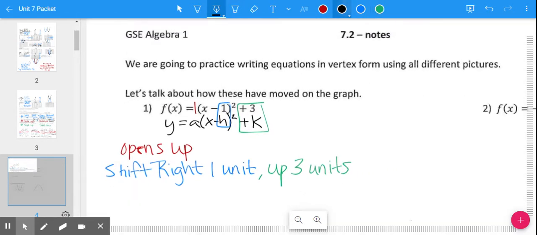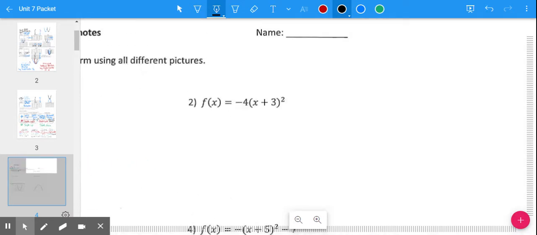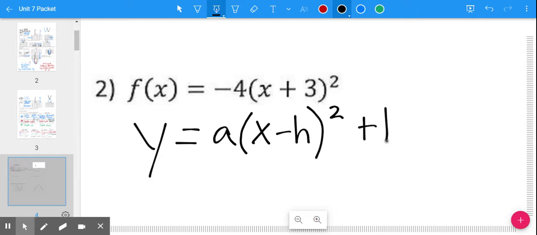The last thing we need to identify is the vertex. And remember, your vertex is h, k. So h is 1, k is 3. Looking at the next equation, again, if it helps, write the general form underneath your given equation. So a(x minus h) squared plus k.